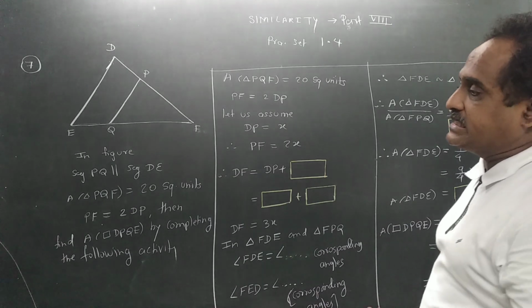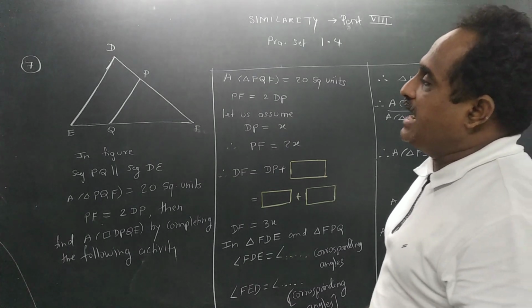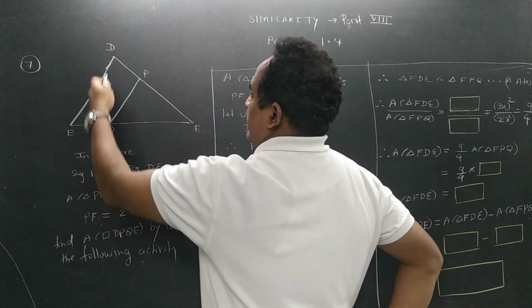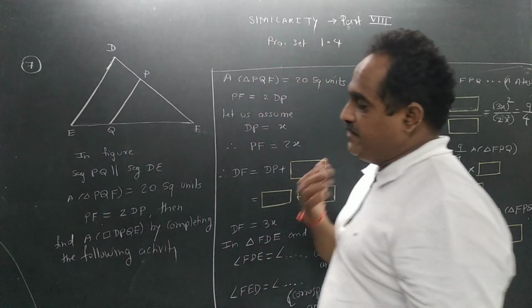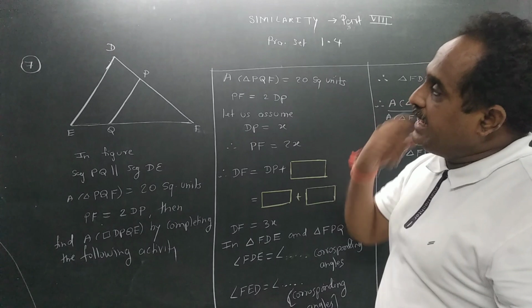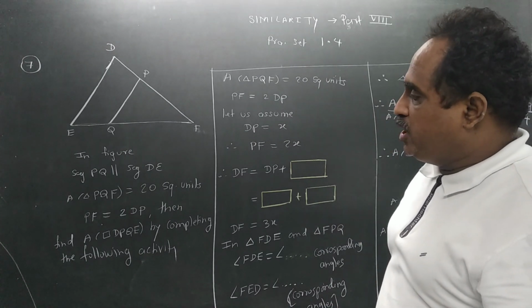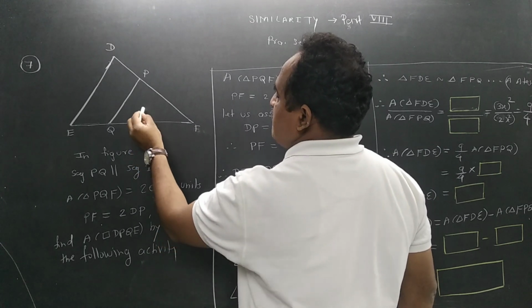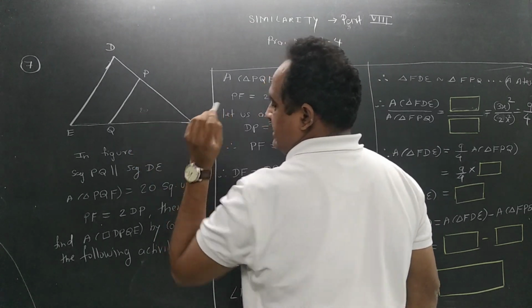क्या दिया है, किस तरह से करना है. अब इन्होंने क्या दिया है? In the figure, PQ is parallel to DE, they have given. दिया है कि area of triangle PQF, this is area of triangle PQF, इसका value दिया है 20 square units.